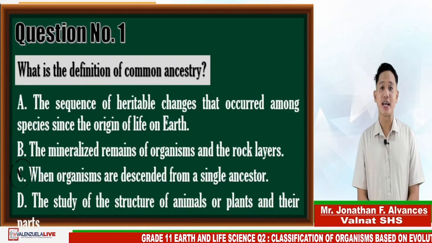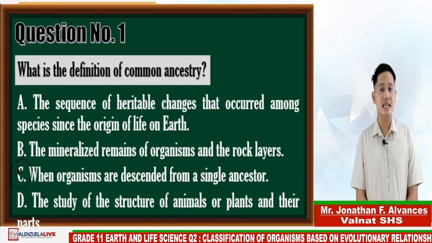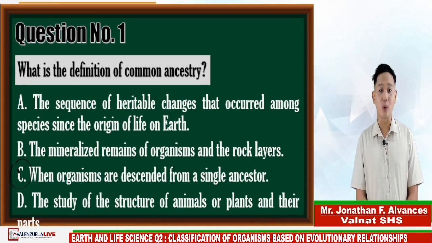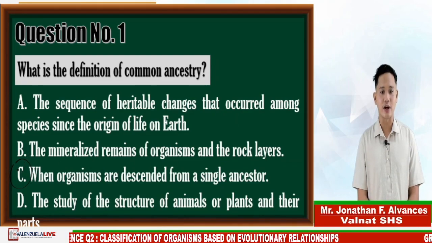If your answer is letter C, you are correct. Common ancestry is defined when organisms are descended from a single ancestor.